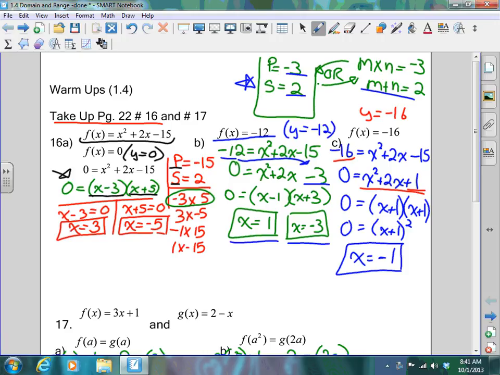So what does that mean? X plus 1 squared equals 0. So that means there's only going to be one solution in this case because both factors are the same, and it is x equals negative 1.